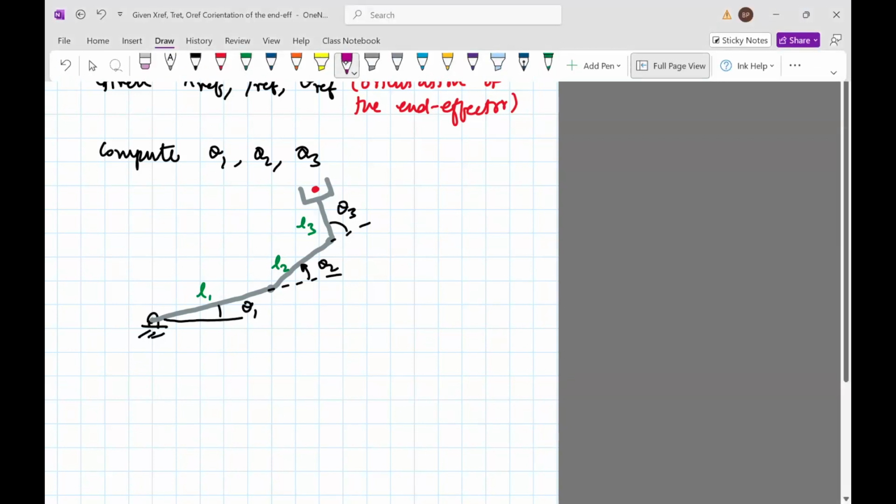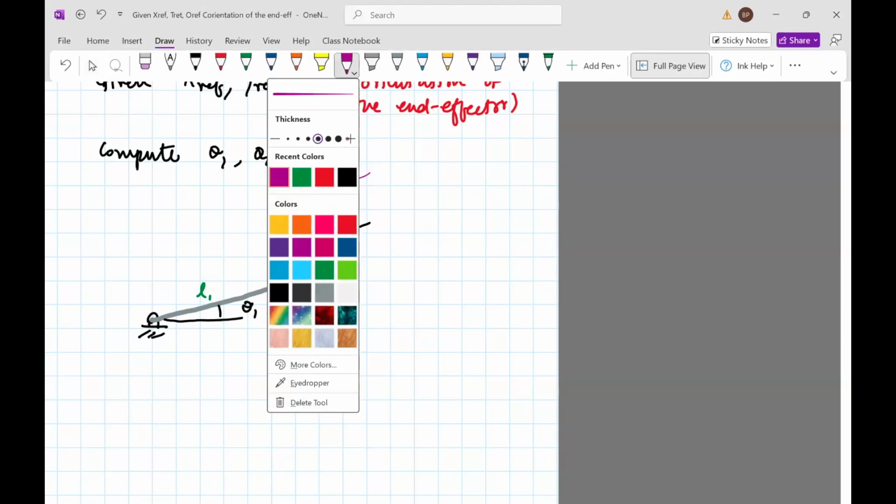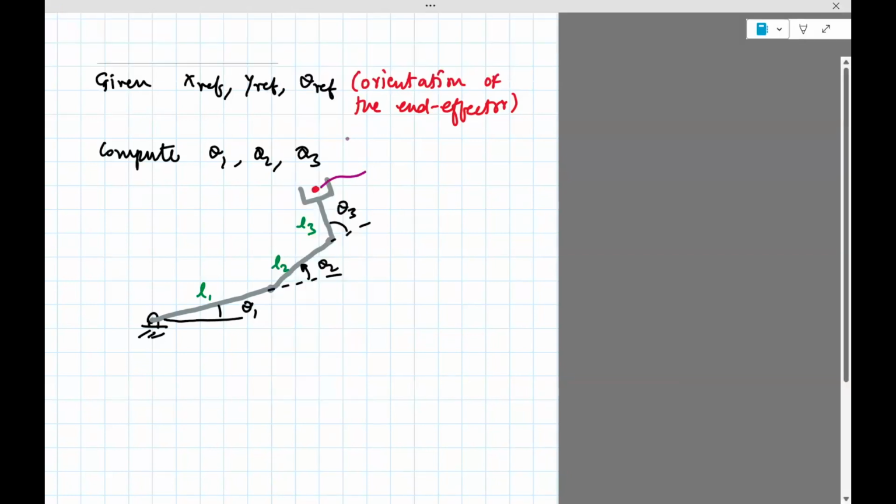Okay, so what's given is we are told that the end effector needs to be at x_ref, y_ref, and then we are also told that the orientation of the end effector, the absolute orientation, should be theta ref. Now it's easy to see that this angle, the last angle I showed, is actually theta 1 plus theta 2 plus theta 3. Right? Because what is this? This is theta 1. And then what is this? This is theta 1 plus theta 2.